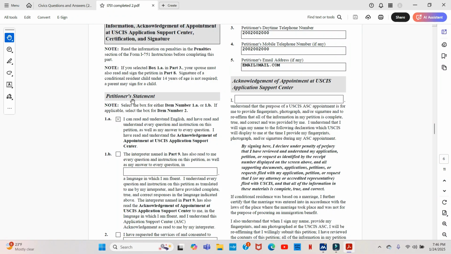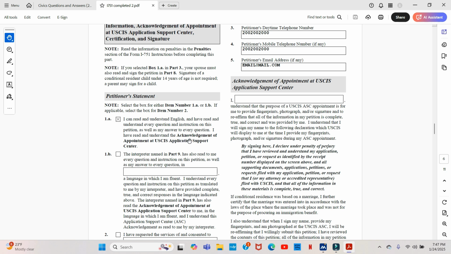And just a point of note here, the petitioner in this case is the applicant, the person with the conditional residence. Select the box for either item number 1A or 1B if applicable. Select the box for item number 2. 1A, I can read and understand English and have read and understand every question and instruction on this petition as well as my answer to every question.